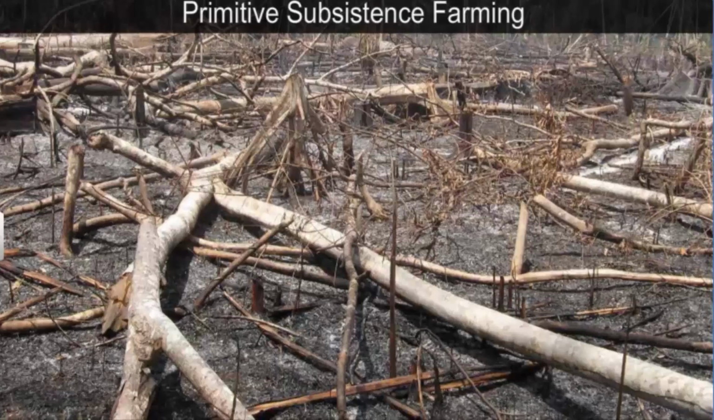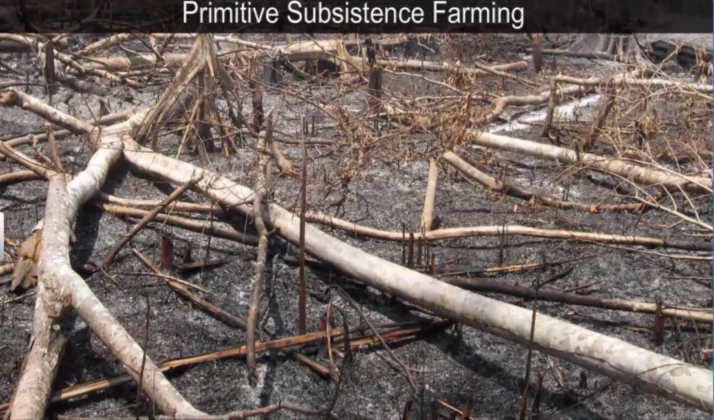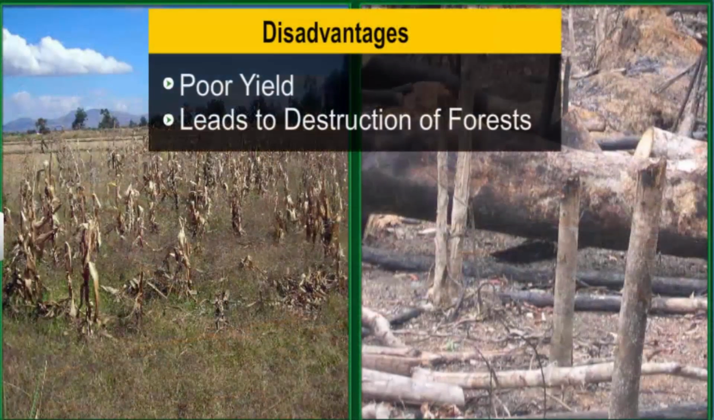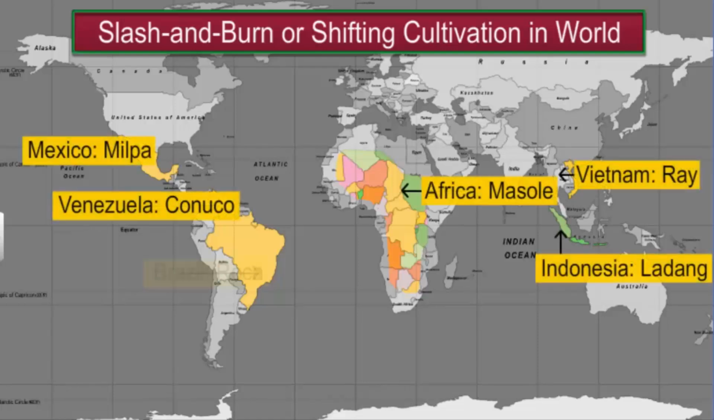Although this form of shifting cultivation allows the soil to regain its fertility naturally, it gives very poor yields to farmers and leads to large-scale destruction of forests. Besides India, slash and burn or shifting cultivation is practiced in many parts of the world and is known by different names as shown on this map.